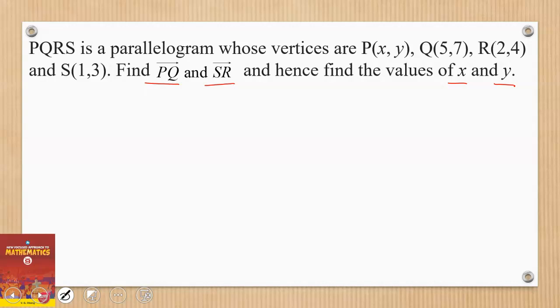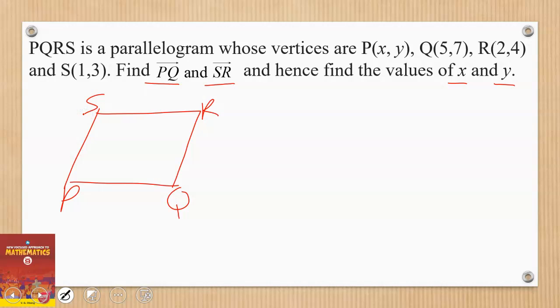Now what happens here is that if I have this particular diagram drawn this way, and I label it P, Q, R, S. According to the question, I should find PQ. So PQ direction goes like this, and I should find SR. SR also goes that way. So for us to find PQ, we know that PQ, based on the triangular law of vectors, can be expressed as OQ minus OP. Remember this one.